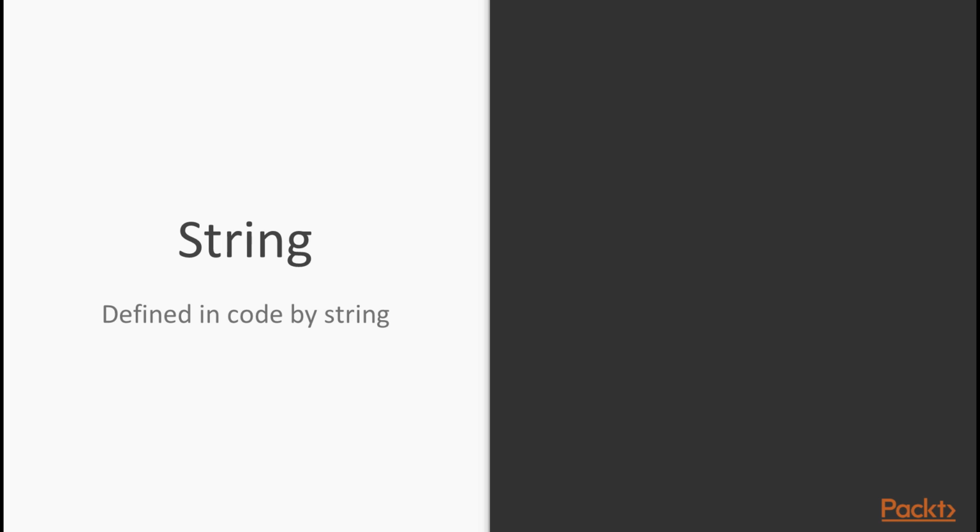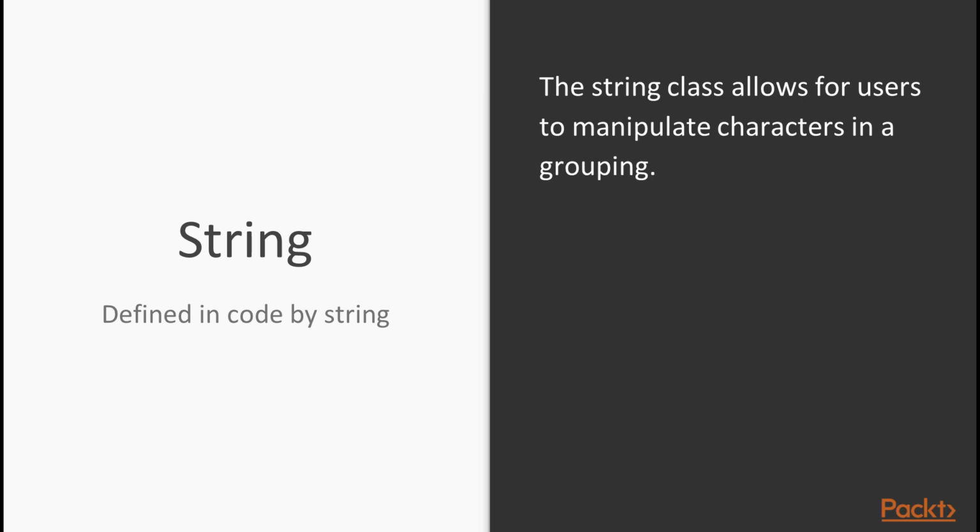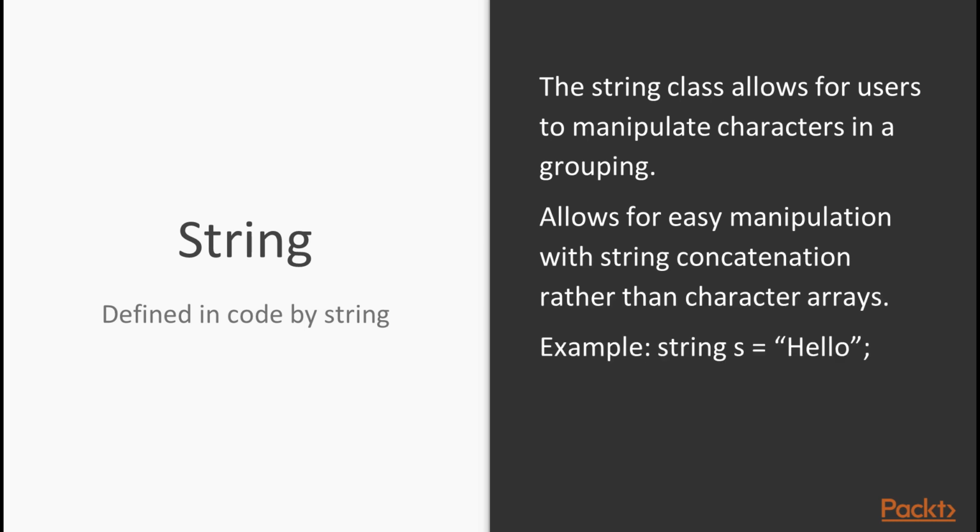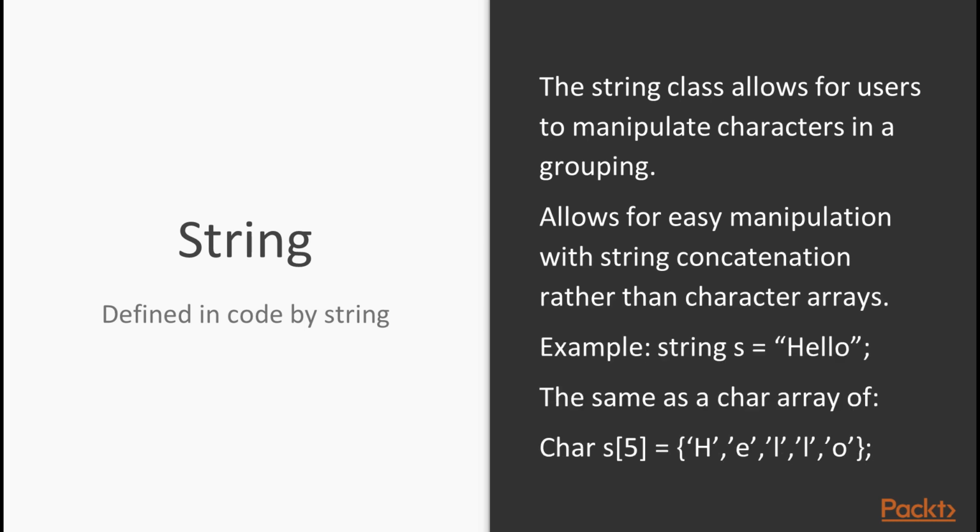Strings. Strings are defined in the code by string. Now, this is not a primitive type. String is actually a class. We'll define a class a little bit more in depth later on in this course. But what you need to understand about a string is that the class allows for users to manipulate a grouping of characters. So for instance, with the word hello, as you can see in the example, you create a variable named s of string type equal to hello with the double quotes around it.